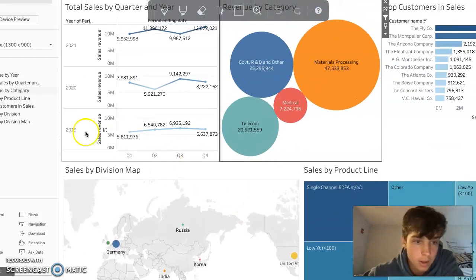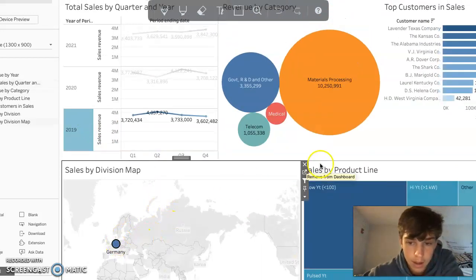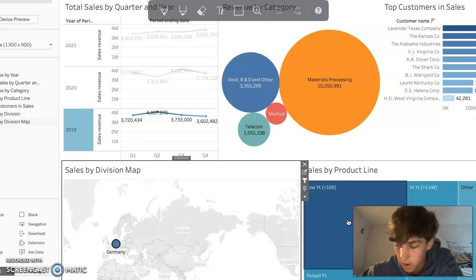So for the fourth question, it asks, what is the top product line for the Germany division in 2019? So what you're going to do here is you're going to click on 2019, and then you're going to click on Germany. And right here you can see that the top product line for Germany in 2019 was low YT, which made $4,209,871.